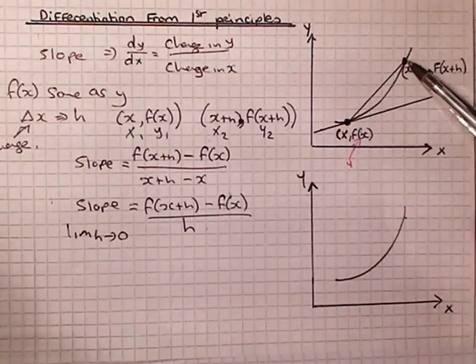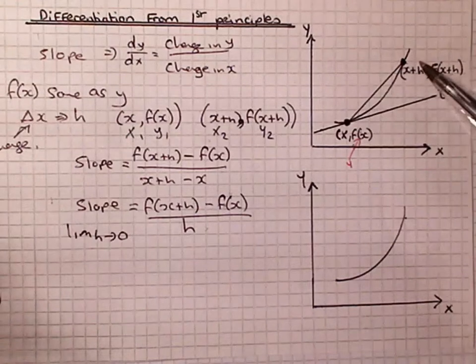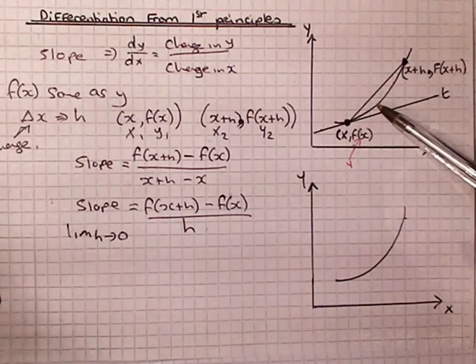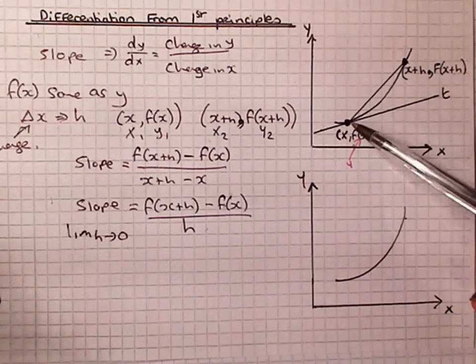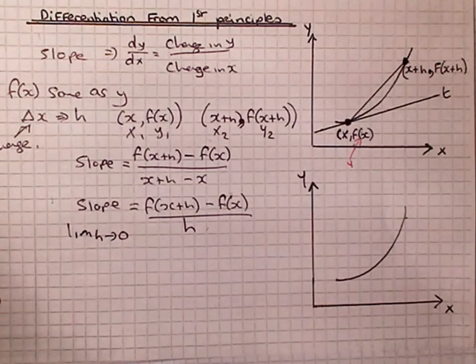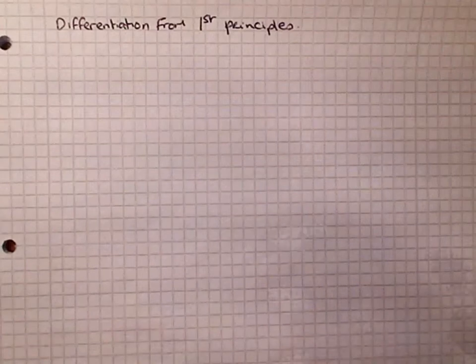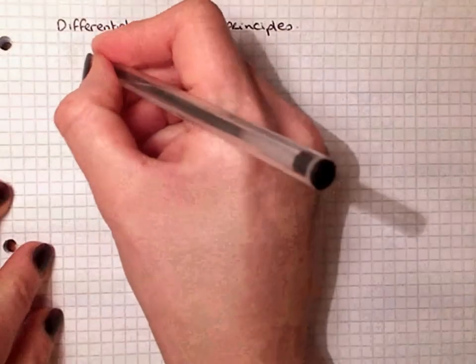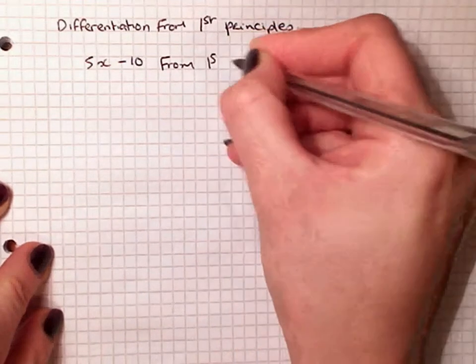What does that mean? The closer you move this point back here, with the h value getting smaller and smaller, the closer you will get to the value of the slope of your tangent. Now, using differentiation from first principles, I'm going to do an example: differentiate 5x minus 10 from first principles.